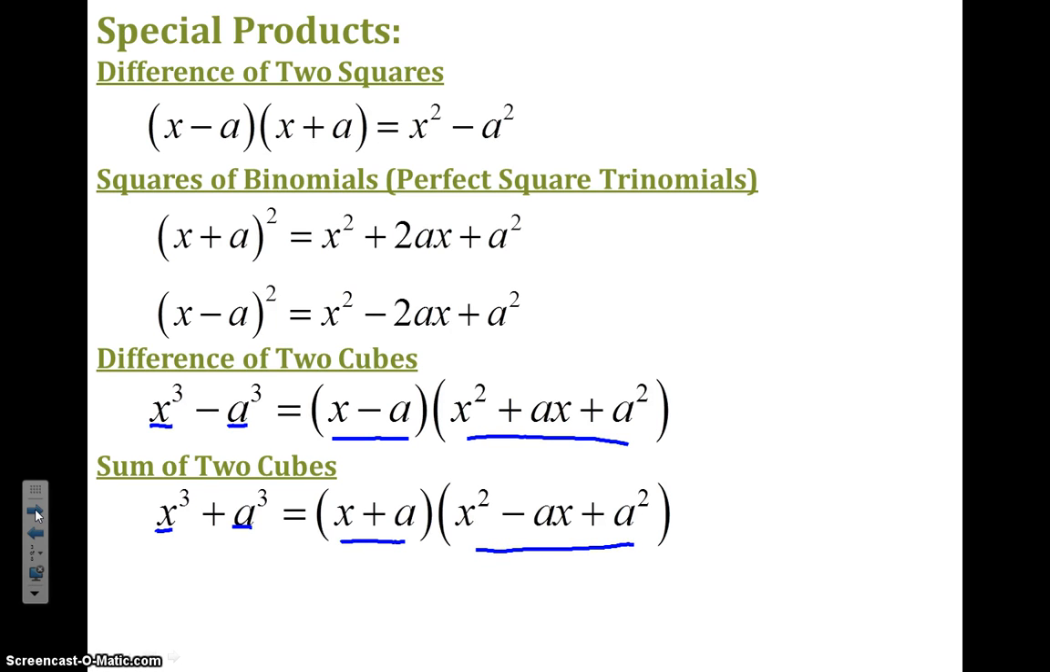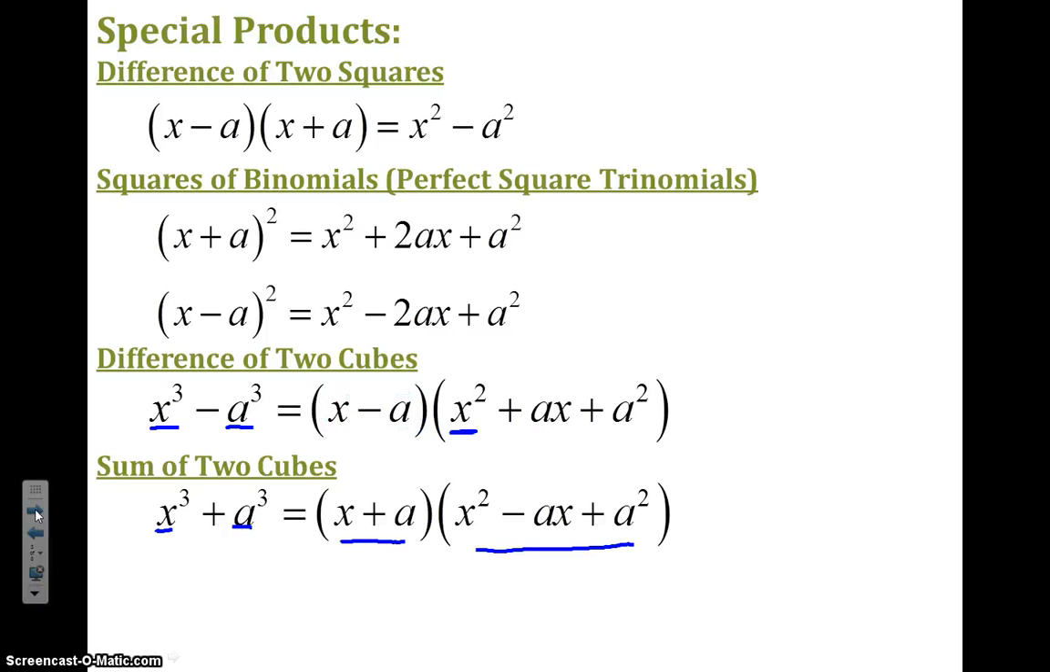A couple of things to keep in mind. This first binomial that we have right here is going to be the cube root of each of these first two terms. So when I think about trying to find this initial value, I'm going to take the cube root of this and the cube root of this. Then for the second part, the trinomial, this first term here is the squared value of this x. The last term of the trinomial is the square of this value, and then the middle term is the product of those two values.